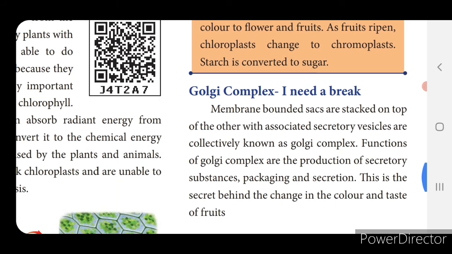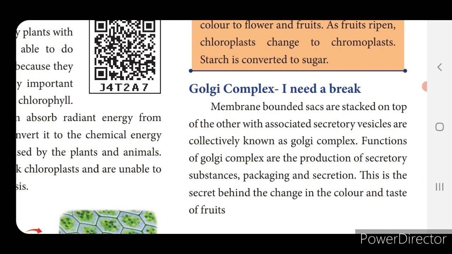Next we will see the next organelle, Golgi complex. Membrane bounded sacs stacked on top of each other with associated secretory vesicles are collectively known as Golgi complex. The functions of Golgi complex are the production of secretory substances, packaging and secretion. This is the secret behind the change in the color and taste of fruits.